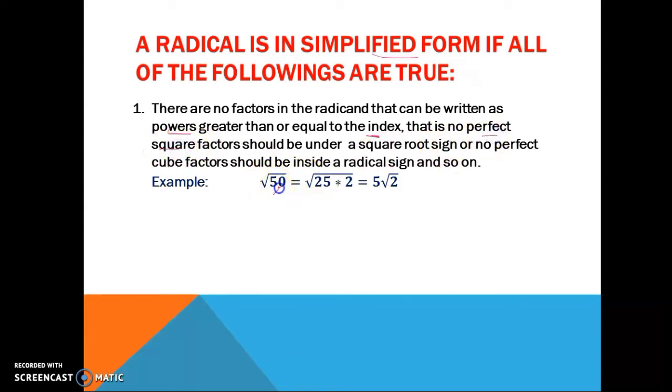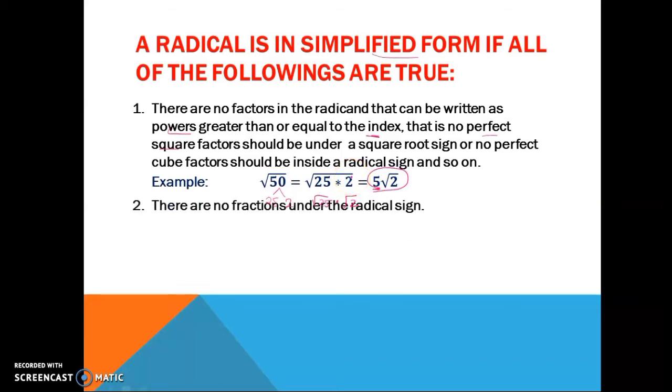Ang perfect square factor niya is 25 tsaka 2. So, we can write this as square root of 25 times 2. Or, we have square root of 25 times square root of 2. Parehas lang yan. So, kung kukunin natin yung square root of 25, the answer will be 5. And then, square root of 2, since naka-simplify version na siya, wala na tayong pwedeng gawin sa kanya. So, the final answer would be 5 square root of 2.